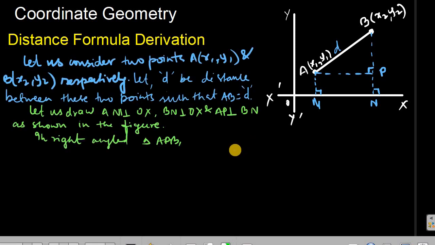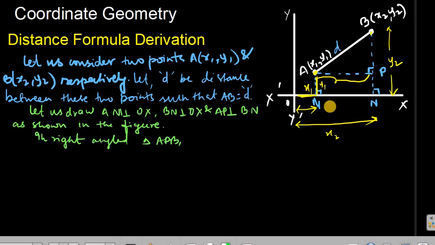Now you see in the figure, in right angle triangle APB, how much will be AP? Can we say ON minus OM? Of course, yes. Since point A is (x1, y1), that means OM should be x1 and AM should be y1. Similarly, the point B is (x2, y2), so ON is x2 and BN is y2 respectively. So now tell me, how much is AP? AP is x2 minus x1. Similarly, BN minus PN will be BP, that is y2 minus y1. So this you can mention in the figure.